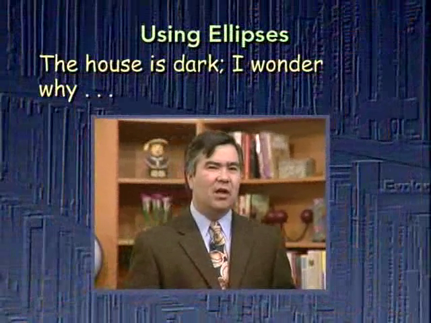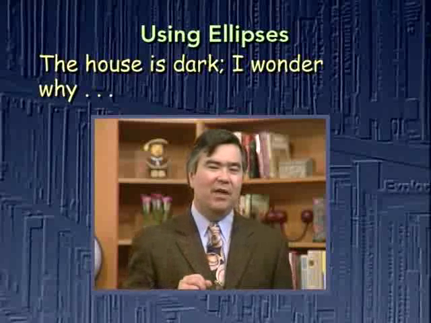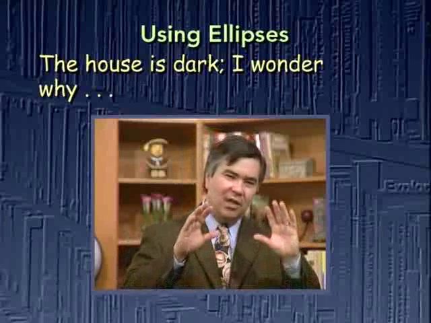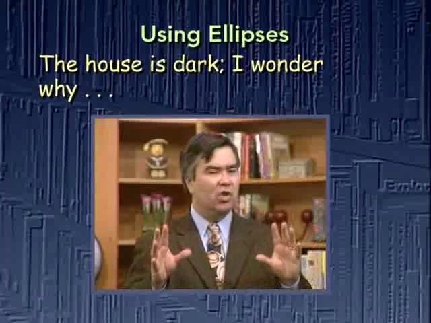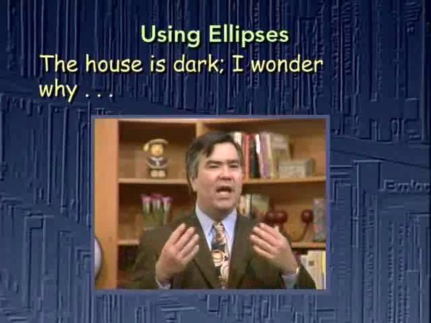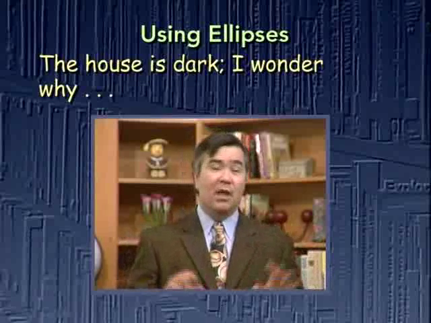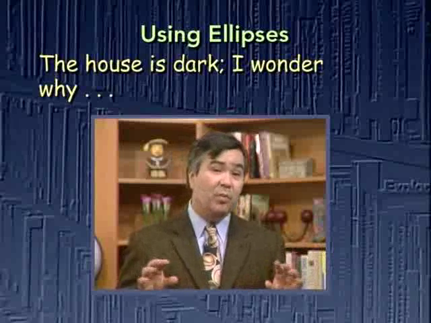"The house is dark. I wonder why..." And we have the 3 periods at the end, indicating that the speaker or the writer of this sentence, that their thoughts are kind of trailing off. And I guess the idea is to create a sense of uncertainty or mystery, and the way I read the sentence, of course, was designed to indicate that kind of mood. Once in a great while, using ellipses to end a sentence this way could be appropriate.